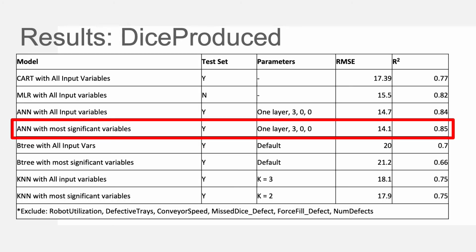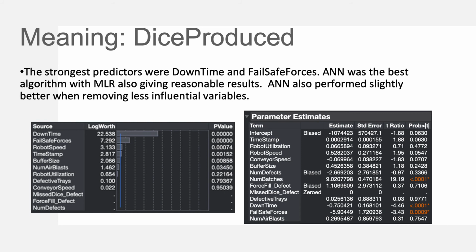We got pretty good results when trying to predict dice produced. As you can see, we found ANN with the most significant variables to be our best predictor with a 0.85 R squared and a 14.1 RMSE. We used MLR to determine which variables were most significant in predicting dice produced. We found that downtime and failsafe forces were the strongest. Everything with a p-value above 0.05 we removed and got slightly better results in predicting dice produced.